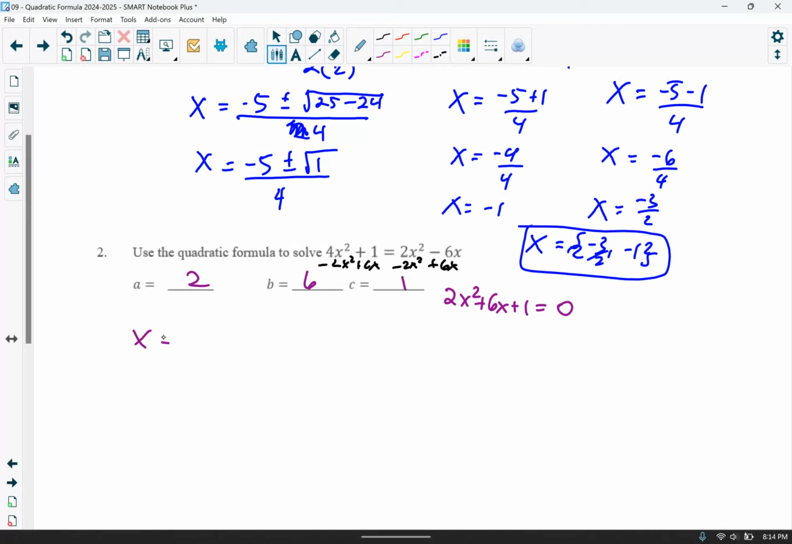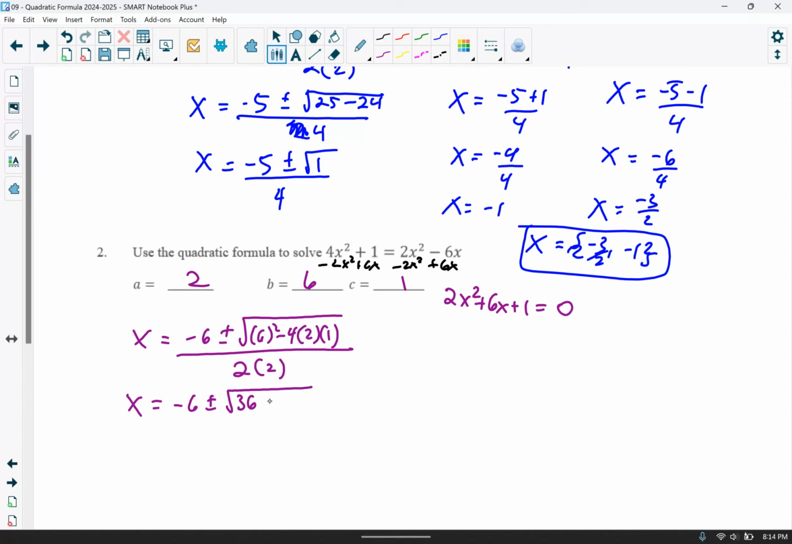So a is going to be 2, b will be 6, and c will be 1. Now we're just going to substitute in x equals negative b plus or minus the square root of b squared minus 4ac all over 2a. So in that simplifying, right, 6 squared is 36 minus 8 over 4. 36 minus 8 is 28. So we've got the square root of 28.